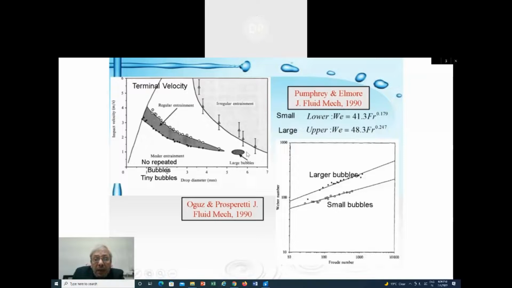And around the same time, Oguz and Prosperetti, Professor Prosperetti, conducted this study, and they also supported this scenario. And additionally, they transferred this data onto the Weber number, Froude number plane, and this line shows the zones of large bubbles, and this line shows the limiting case for small bubbles.